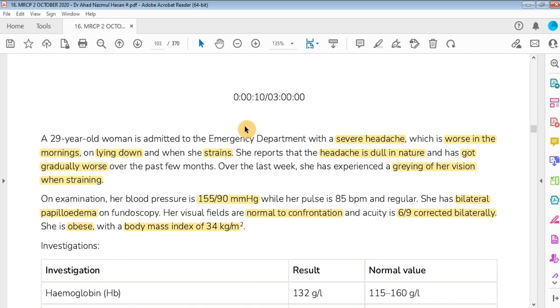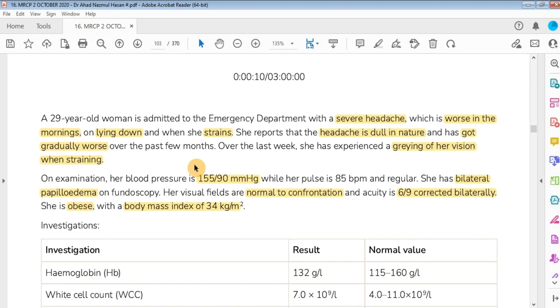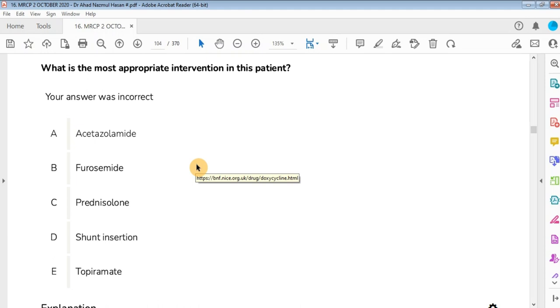So go for the scenario. What may be the most likely diagnosis here? It has already been discussed. Idiopathic intracranial hypertension. Very good. This is the case of idiopathic intracranial hypertension, and weight reduction is the mainstay of treatment. Along with weight reduction, we can also go with acetazolamide, a carbonic anhydrase inhibitor. And if the patient does not respond to pharmacological therapy, we can go with shunt insertion as a part of intervention.